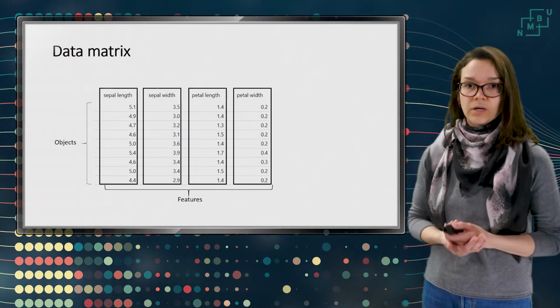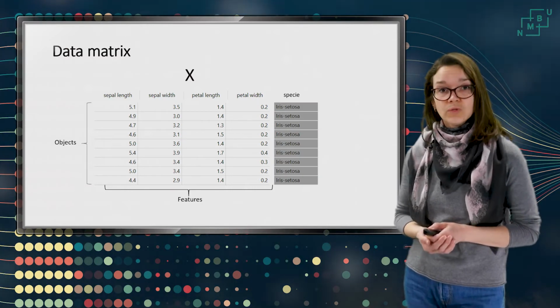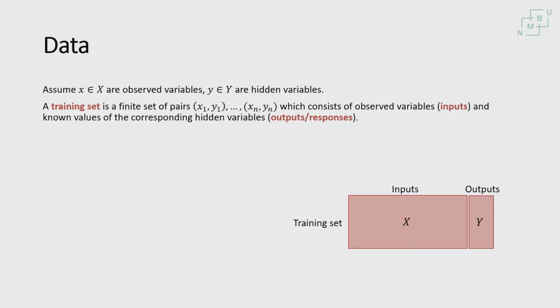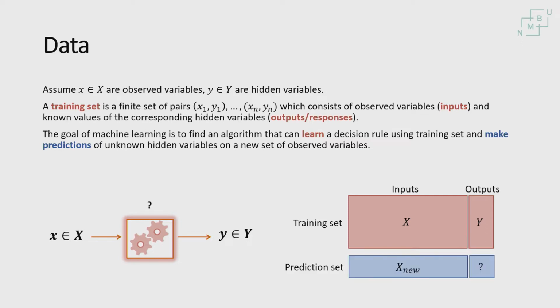In terms of machine learning, a convention is to denote the feature matrix by matrix X, while a matrix of responses by Y. So let's put this data into a machine learning framework. Assume X are observed variables, Y are hidden variables. A training set is a finite set of pairs X and Y, which consists of observed variables (inputs) and known values of the corresponding hidden variables (outputs). The goal of machine learning is to find an algorithm that can learn a decision rule using the training set and make predictions of unknown hidden variables on a new set of observed variables, which is not seen by the algorithm.